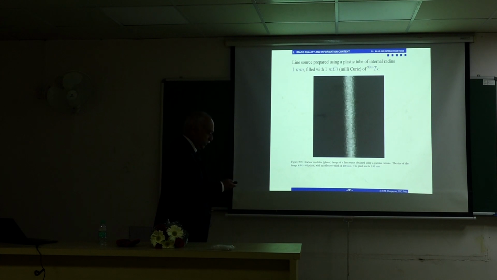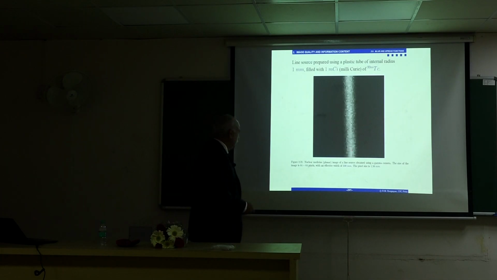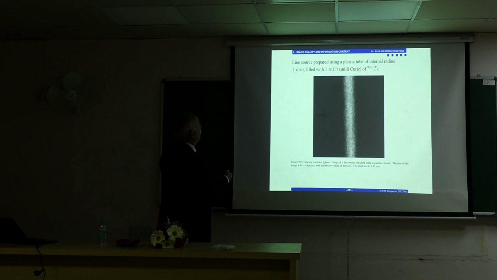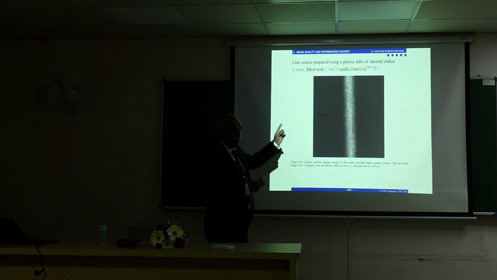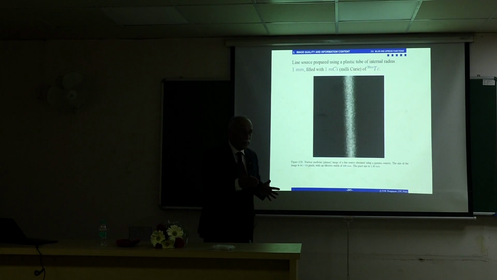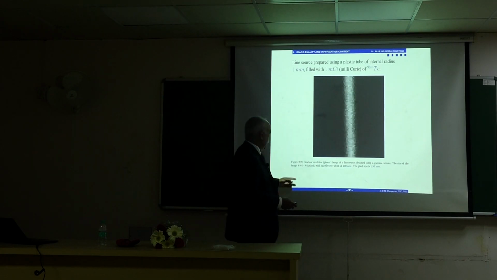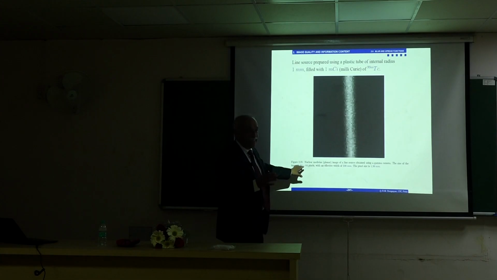So this is my PhD student who made this line phantom. The line phantom has an internal radius of 1 millimeter filled with 1 millicurie of technetium, and an image was taken. There is noise, and this is the spread. The line is supposed to be 1 millimeter, but the pixel size is 1.56 millimeter. So because the pixel size is bigger than the line thickness, we can assume the line to be an ideal line. But we are getting a blur here. This is only 64 by 64 pixels.